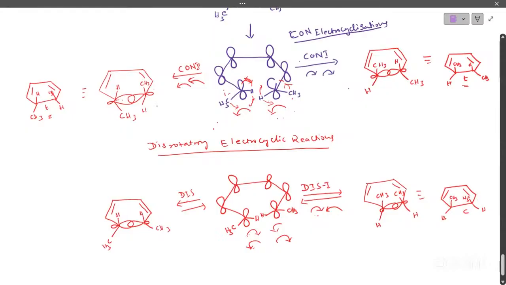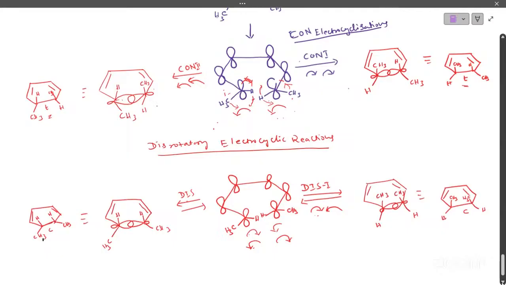Opposite orientation of rotation: clockwise, anti-clockwise, or anti-clockwise, clockwise, vice versa. Then the resulting product is hydrogen, hydrogen, CH3, and CH3. Then what is the product? Here the cis. The disrotation gives the cis product. Conrotation gives the trans product.